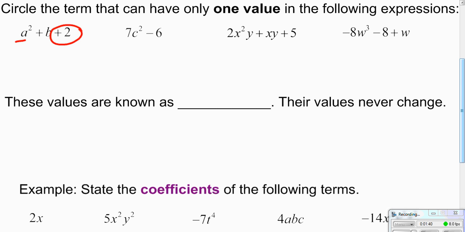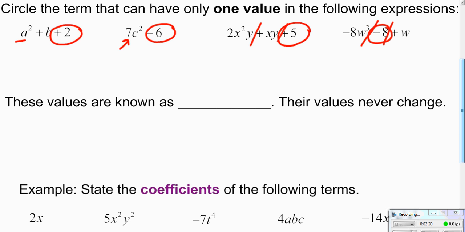Looking at the second expression, we have 7c squared minus 6. So the only thing in that expression that can't change is the -6. That first term might multiply to different things depending on what c is. Looking at the third example, we have 1, 2, 3 terms. 2x squared y plus xy plus 5. Plus 5 is the only thing in that expression that will not change. -8w cubed minus 8 plus w. -8 is the only thing that will not change. That value will remain. We would say that the value stays constant.